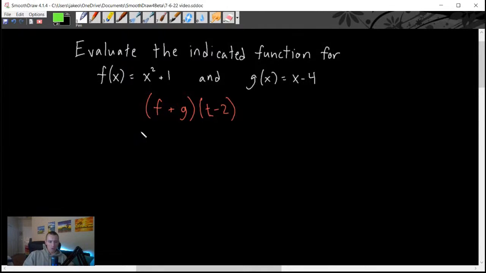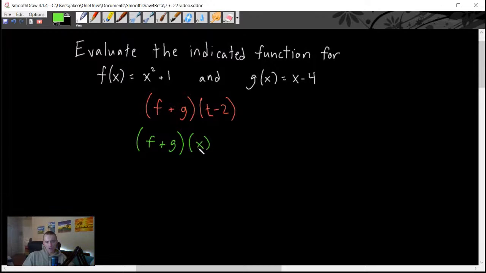The first thing you want to do with any of these problems is find your generic function, whatever the operation is between these two functions. Find that, f of x, or whatever your variable is, f of x, g of x, f plus g of x. So that's always going to be your first step.